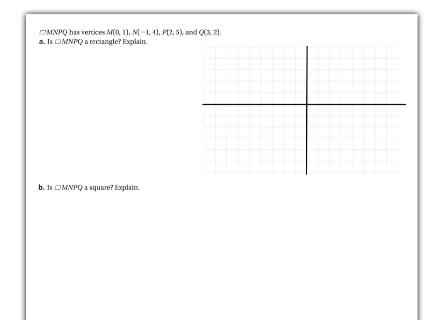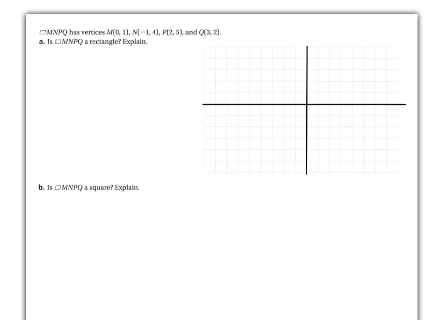This is the introduction to section 6-7. This is part 2. And in part 1, again, we looked at figuring out what shape we have from a coordinate plane, using slope, distance, all those types of things. And we're going to continue with that here. These are just more examples.